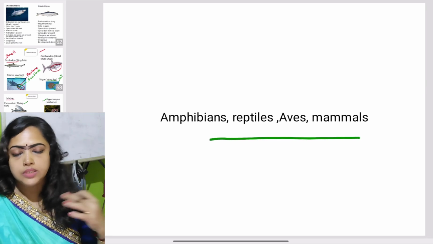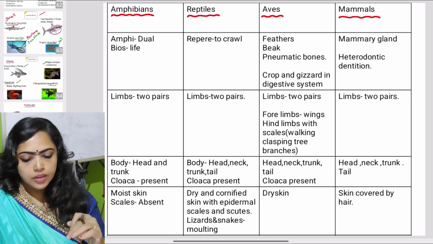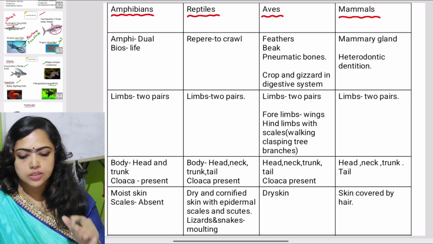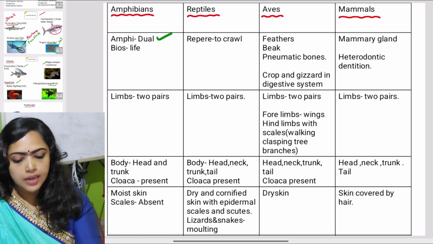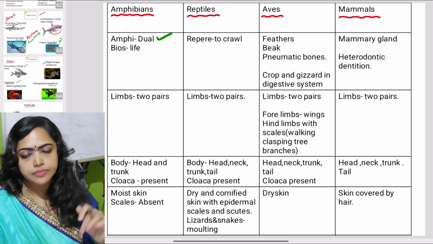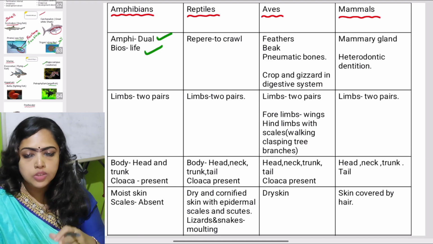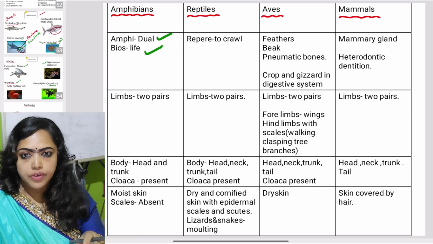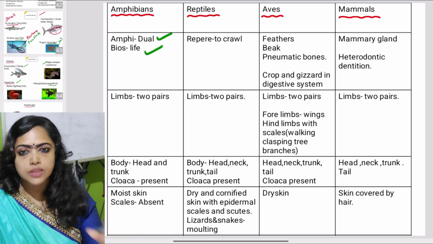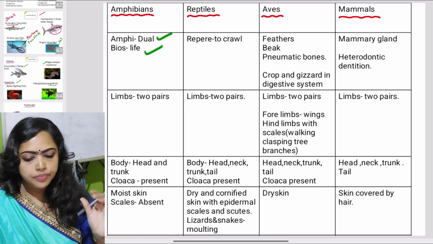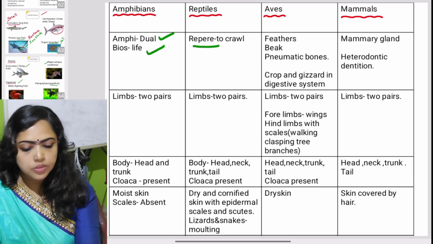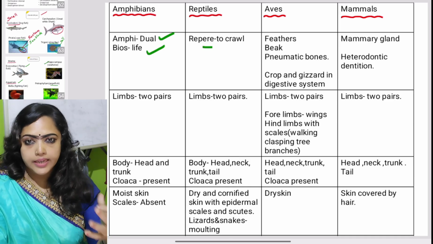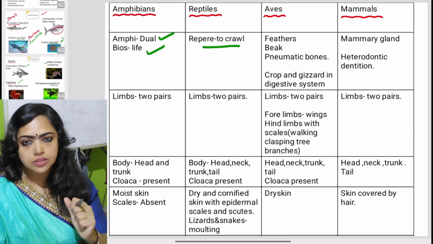Okay. So first let's see amphibians. It derived from two Greek words. One is amphi, it means dwell, and bios, that means life. That is dual life. It means what? These group of animals are able to survive both in terrestrial as well as aquatic habitat. Okay. Then reptiles, it derived from a Latin word repere, which means to crawl. That is a kind of locomotion shown by snakes.